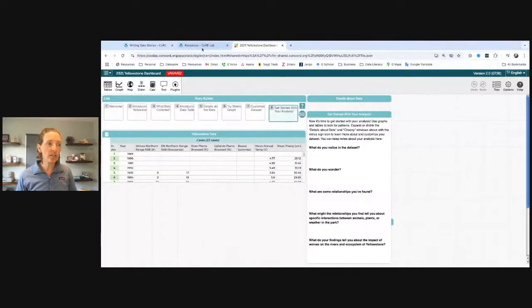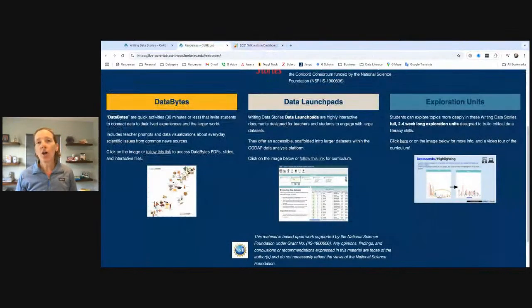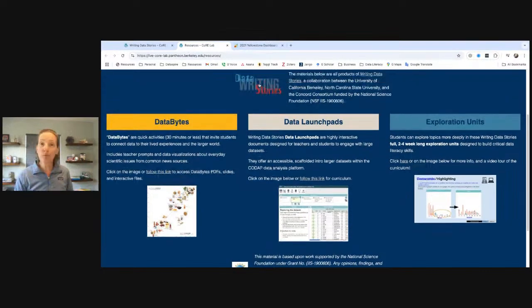So these data launchpads or dashboards are a great stepping stone. They've got a handful of them that you can look from if they are relevant to your content. I should say this project, Writing Data Stories, was specifically designed for middle school science curriculum, but all of these structures can easily be replicated and used across different content areas, subjects, and grade bands. And then they have these exploration units where they have more built out curriculum.